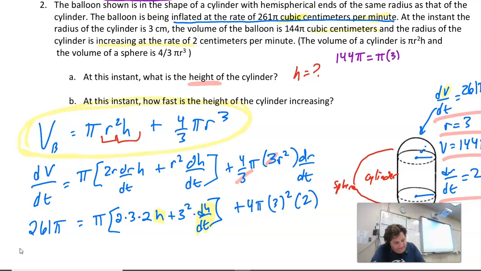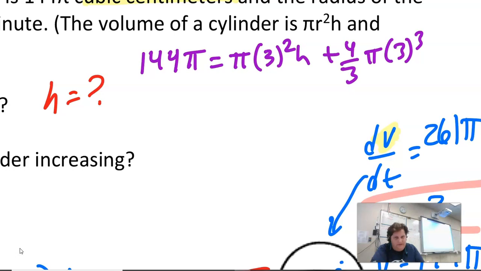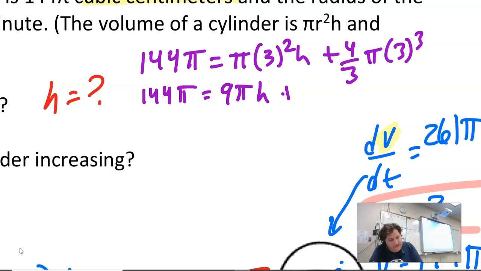R is 3. That's h. And then I have 4/3 pi, and r is 3 to the third. Okay, so let's focus on this for just a second. 3 squared is 9. I'm going to write that in front if you don't mind. So I'm going to go 9 pi h.